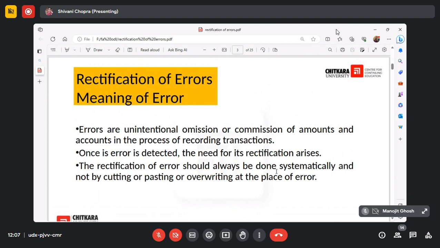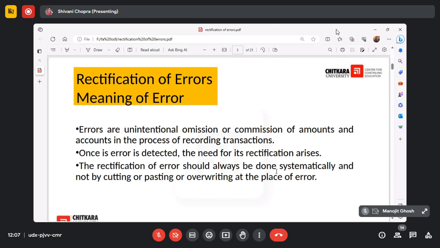Once an error is detected, what is required? The requirement is of rectification. We must correct the error that has been made. The rectification of error should always be done in a systematic manner. You should not overwrite or cut or paste on the place of error.